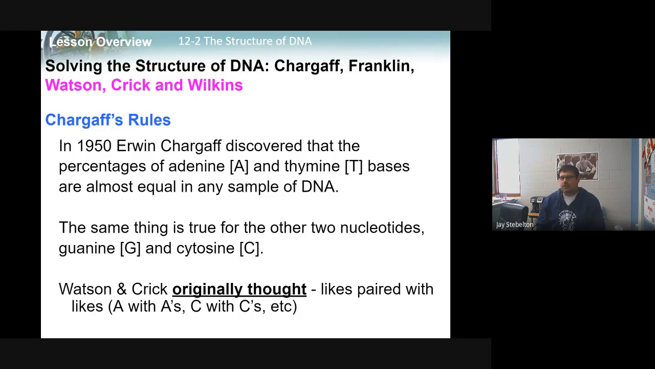Now, Watson and Crick actually were wrong. They stated that A pairs with A's and C's with C's, etc. But we now know that A pairs with T and G pairs with C.